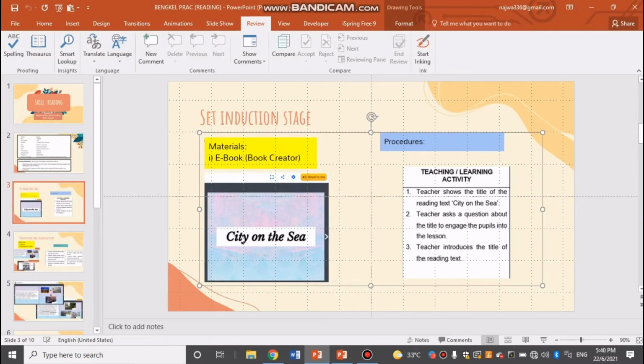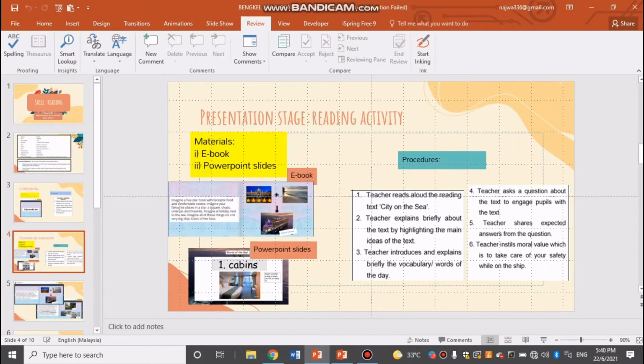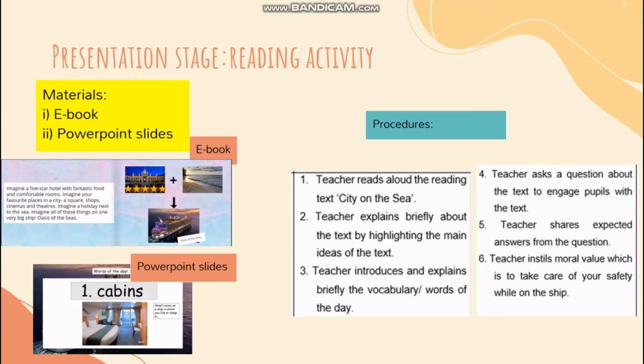Moving on to the next stage, which is the presentation stage, we will be having a reading activity. The materials that we're going to use are the previous ebook and a PowerPoint slide. The procedures are: the teacher reads aloud the reading text City on the Sea. So during the Google Meet session, the teacher will read aloud the reading text.